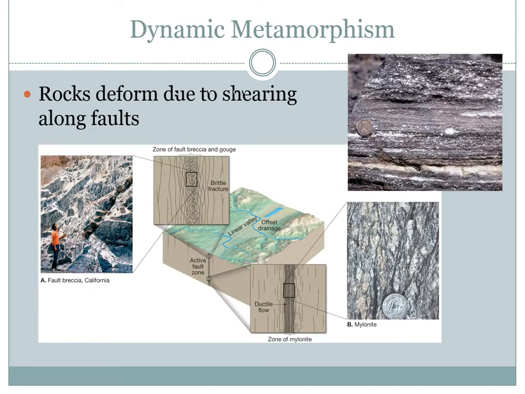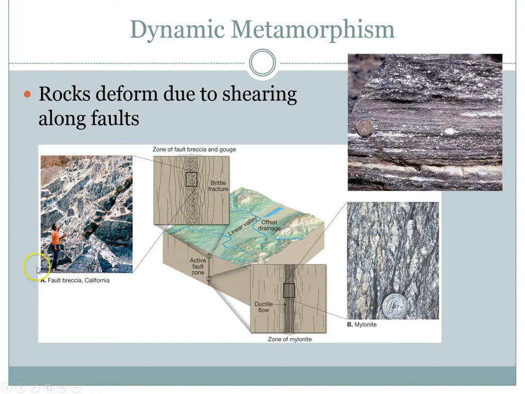In dynamic metamorphism, rocks are going to deform as a consequence of shearing, but without an increase in temperature and pressure. This happens mostly along faults. So you can see up at the surface, if you have a fault, it creates breccia. It's called fault breccia, big angular pieces. But as you get a little bit deeper, things are able to flow a little bit better. And so instead of just breaking, the rocks actually sort of smear.